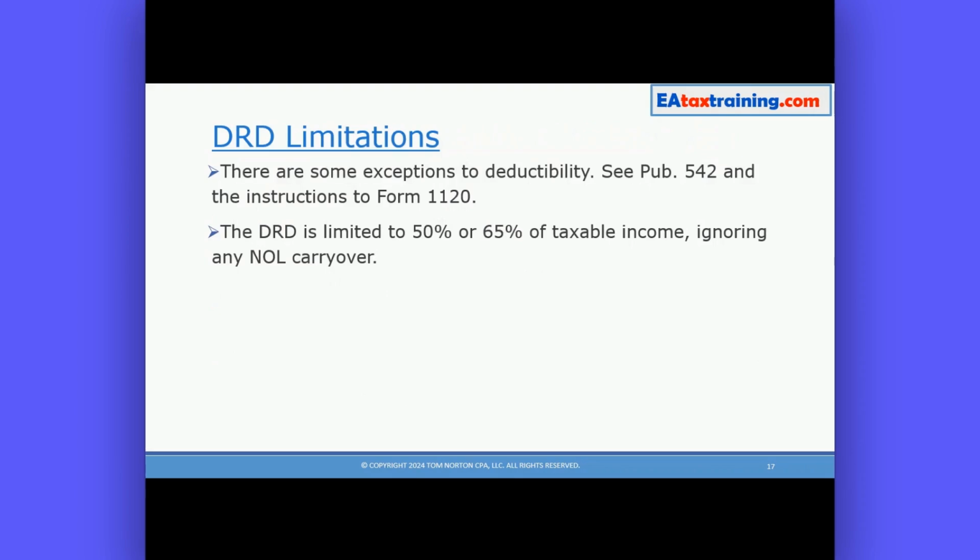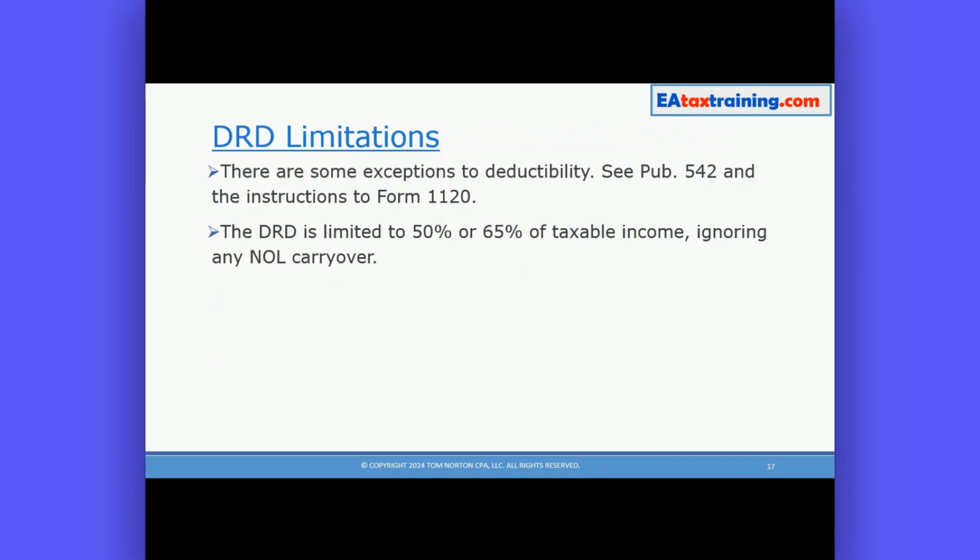There are exceptions to those that are deductible. Those are listed in Publication 542 and the instructions to Form 1120. We're not going over them here because they are not likely to be on the EA exam, but if you're interested, you can look those up.